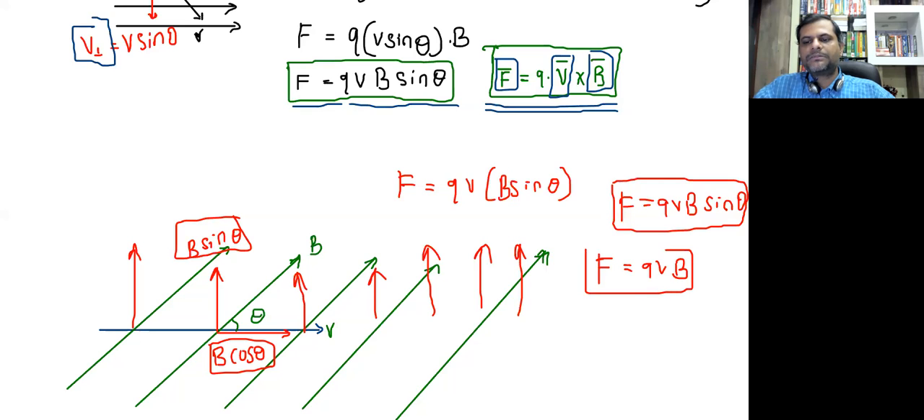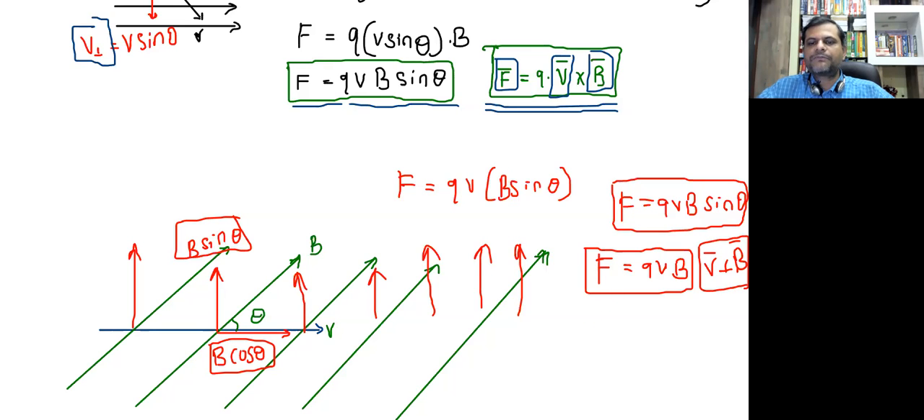And this is going to be the maximum force acting on the particle, which happens only when the velocity is perpendicular to the magnetic induction. Remember, so when the velocity is perpendicular to the magnetic induction, then and only maximum force acts on the particle in the magnetic field, and that maximum force is given by this formula here.